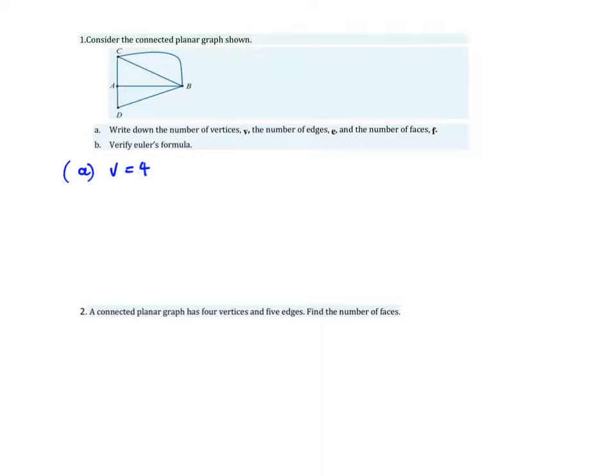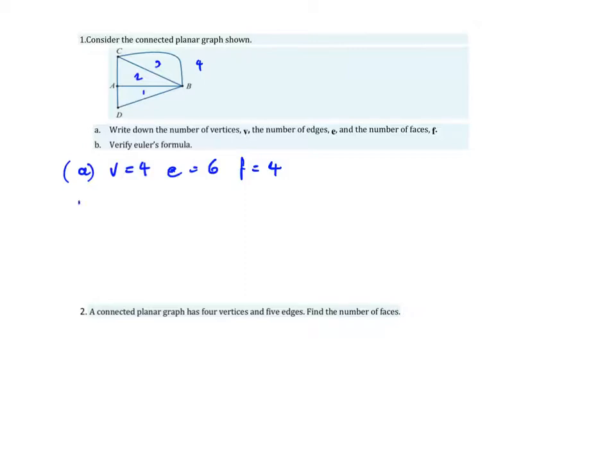The number of edges, let's count them. 1, 2, 3, 4, 5, 6. So the number of edges is equal to 6. What else do we need to find? The number of faces. 1, 2, 3. Don't forget that one outside. So the number of faces is 4.